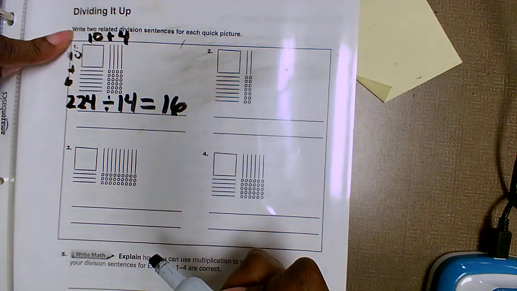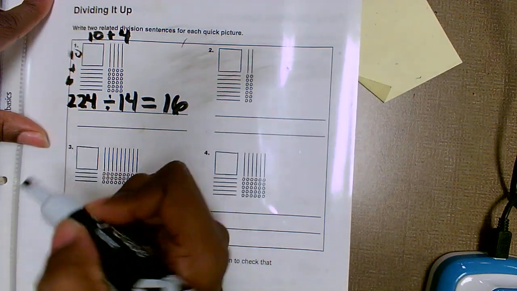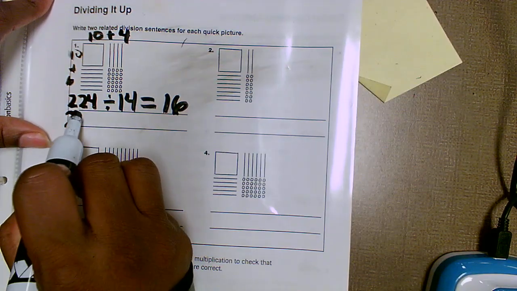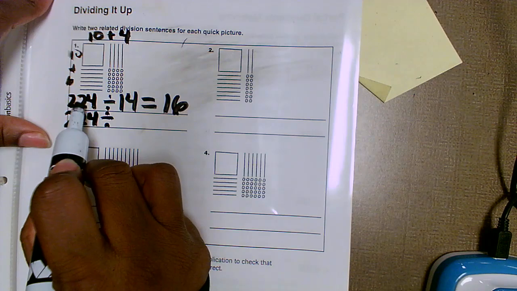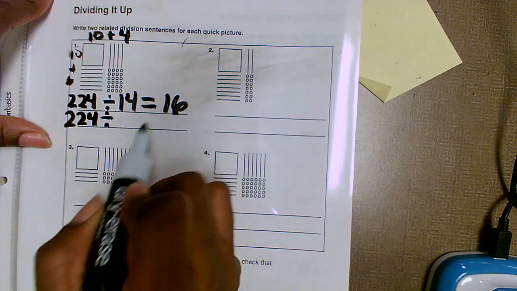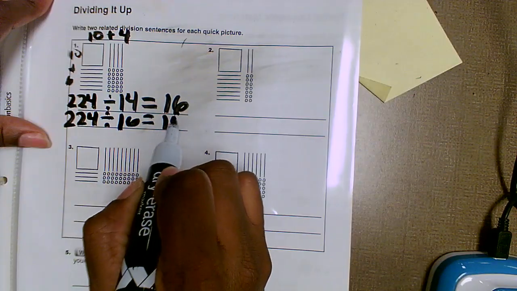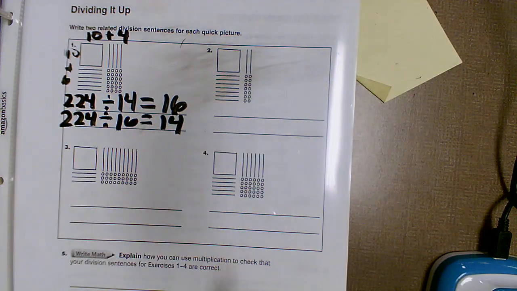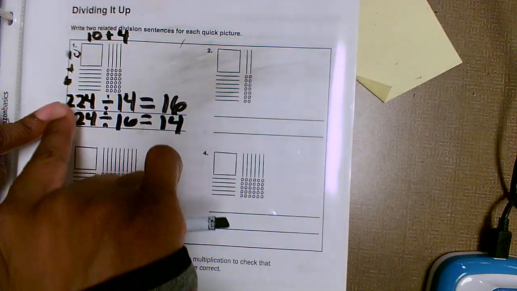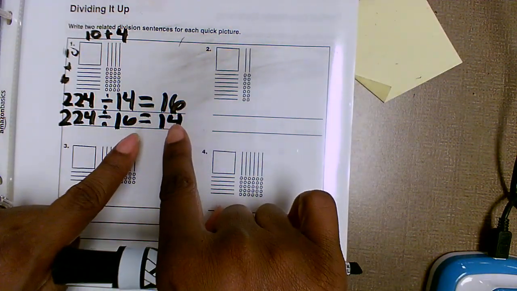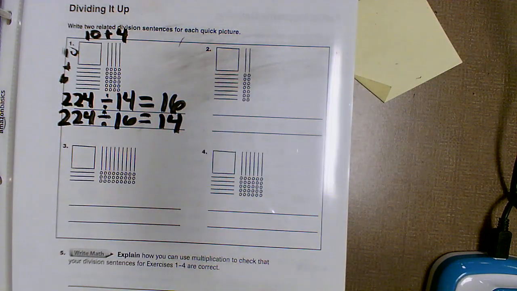Now it asks us to do 2 related division sentences. So all they're asking you to do is to make sure that you understand when you have your total, you can divide it both ways. 224 divided by 14 is equal to 16. 224 divided by 16 is equal to 14. Those numbers are interchangeable. You have to make sure you're starting with your total. You cannot change this number with those numbers. Only these 2 numbers are interchangeable. Let's work on our next one.